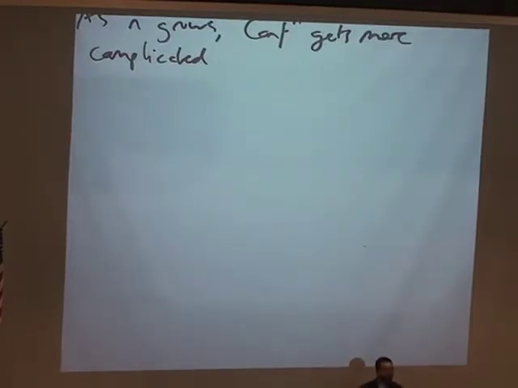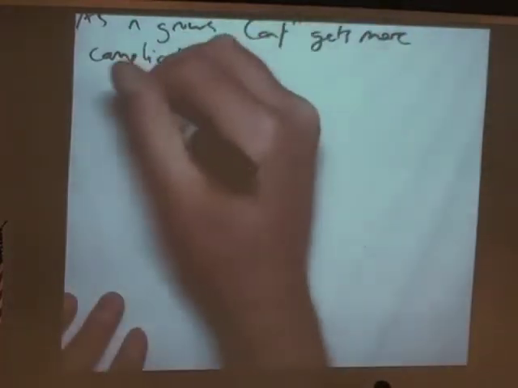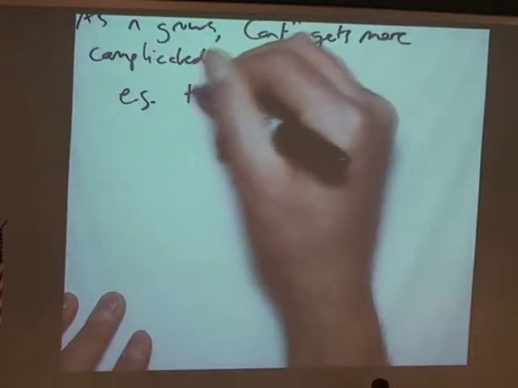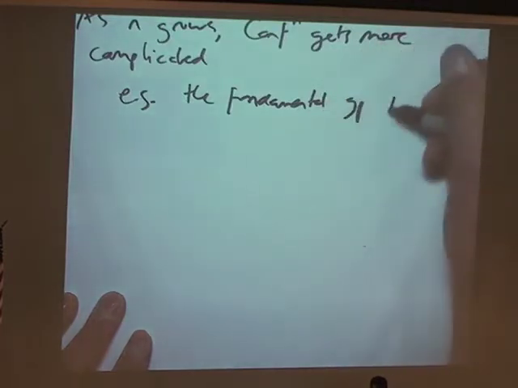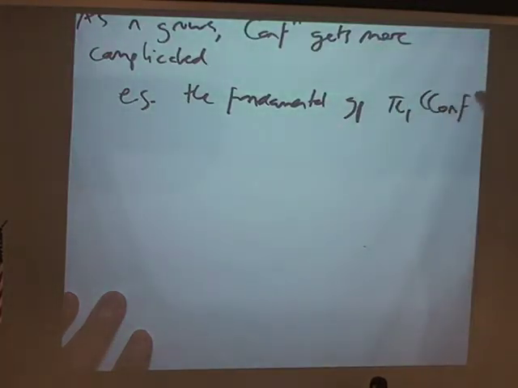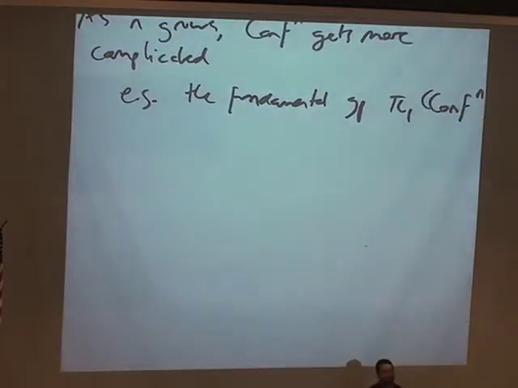So let me justify my claim that this space actually does get more complicated as n grows. One natural invariant of a topological space that we might want to think of is the fundamental group, right? That's kind of one very hands-on thing we can ask about a topological space to sort of understand what's going on with it. So e.g., the fundamental group pi 1 of conf n, and once again, let me sort of draw a picture of this to indicate what it is. This would be a good place to have a movie. Let me draw a picture of a loop in conf 4.